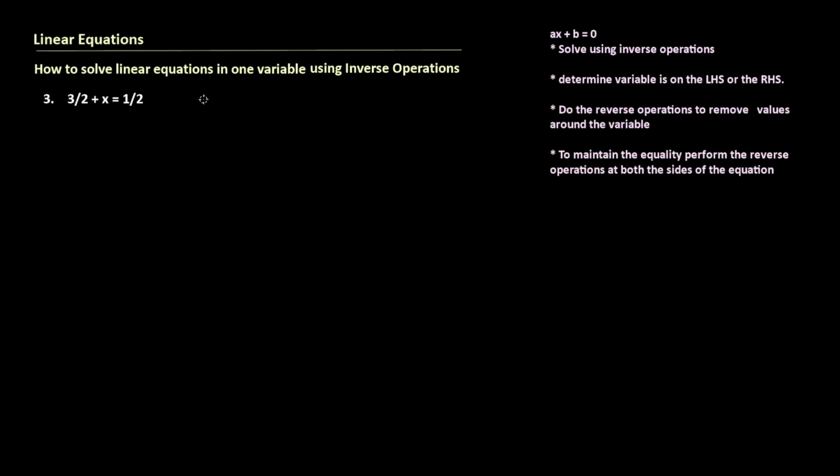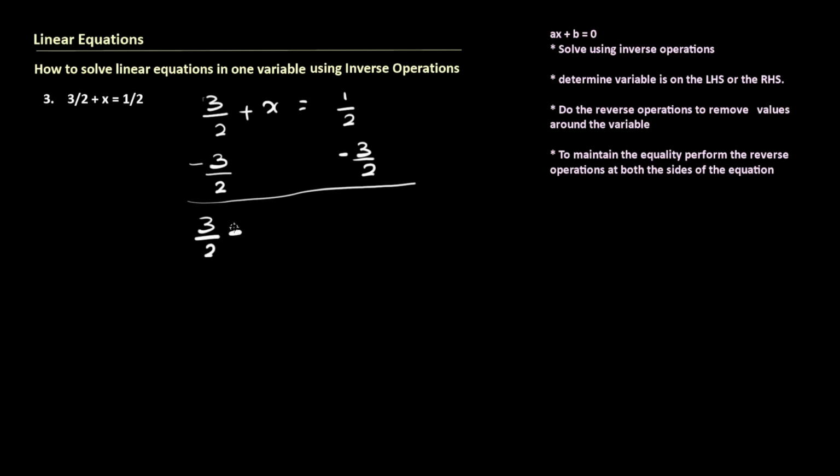Let's look at our third example: 3 by 2 plus x equals 1 by 2. Here 3 by 2 is the constant. So we are going to eliminate this constant from this equation first. For that we have to subtract 3 by 2 from both sides of the equation. Now let's rewrite our equation as 3 by 2 plus x minus 3 by 2 equals 1 by 2 minus 3 by 2.